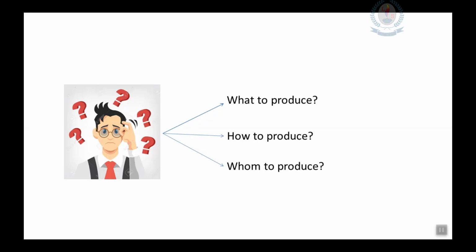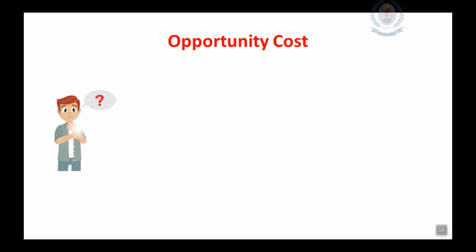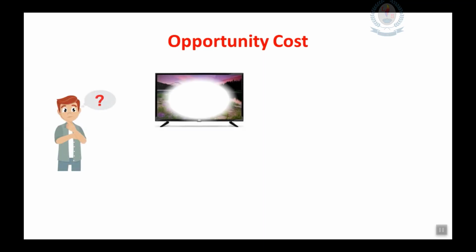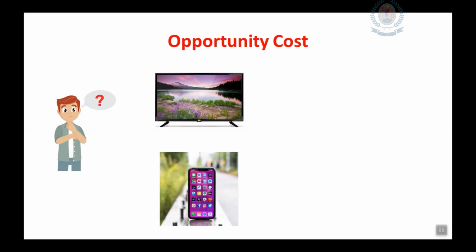Because of that, the businessman, the people should think what to produce, how to produce, whom to produce. Why should they decide this? Why should you take these decisions? Because we have limited resources. Due to the basic economic problem, the scarcity, insufficiency, people should select the best alternative. When they select the best one, they have to give up another one.